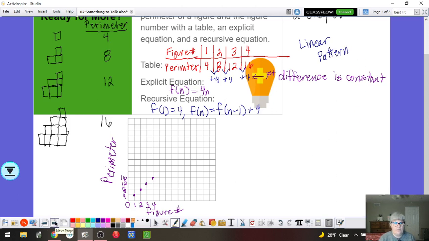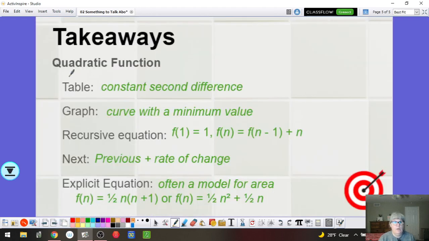So some things to take away from this lesson. For quadratic functions, in the table, your second difference is going to be constant, so a constant second difference. For a quadratic, you're also going to have a curve that has a minimum value. You can write recursive equations. Remember, you have the first term. Not all of them look like this recursive equation, so I'm just going to make a note that this is an example. But you will be adding something n.